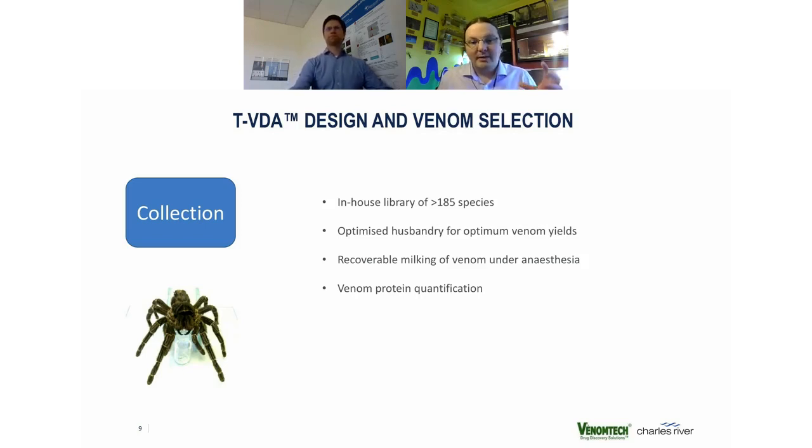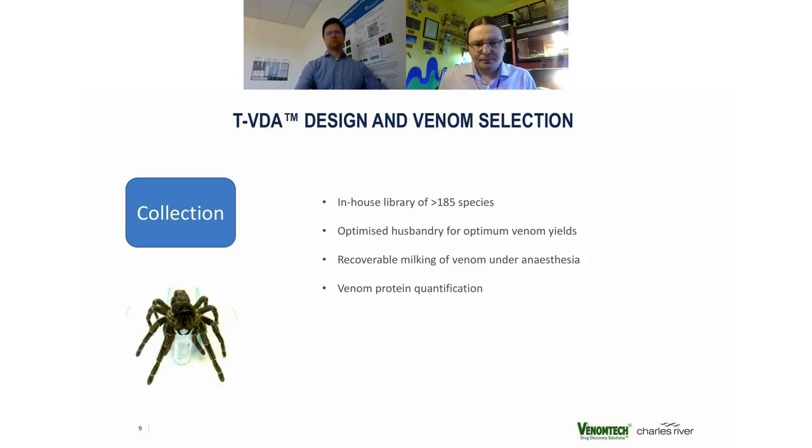We find that certain tweaks from the standard husbandry protocol can help optimize venom yields, obviously very important for this process. And then we operate a process of recoverable milking. So the spiders are basically like our herd. We milk the venom from them, they go back into their enclosure. And we do this under anesthesia, principally for the safety of the operators, but it's also good for the spiders as well.